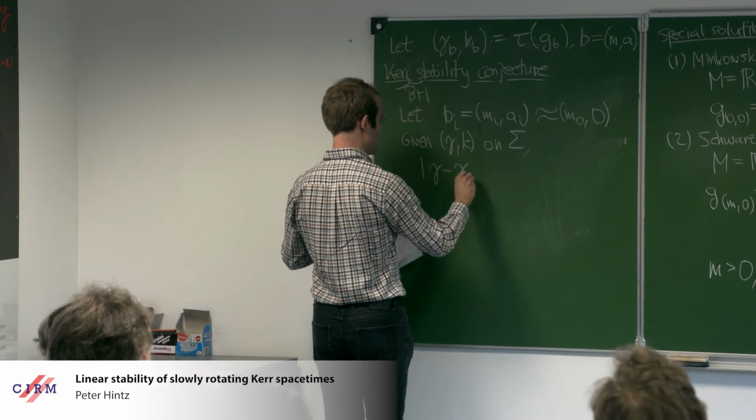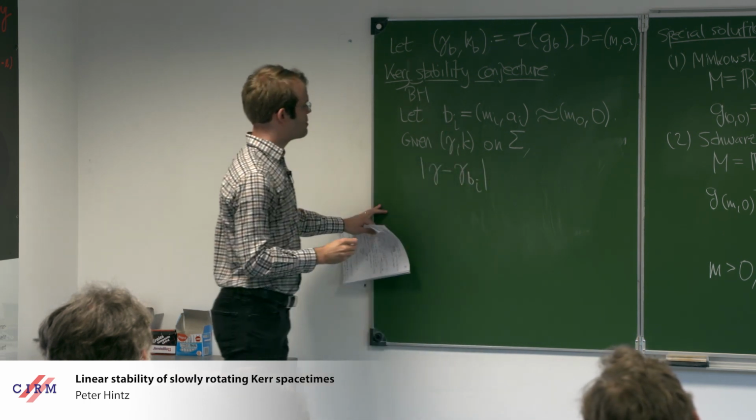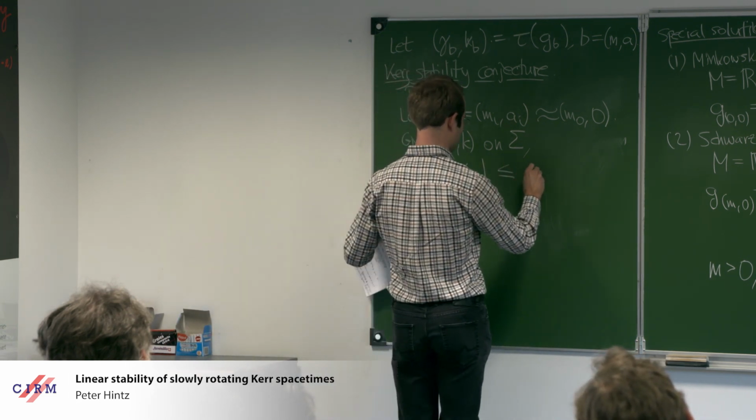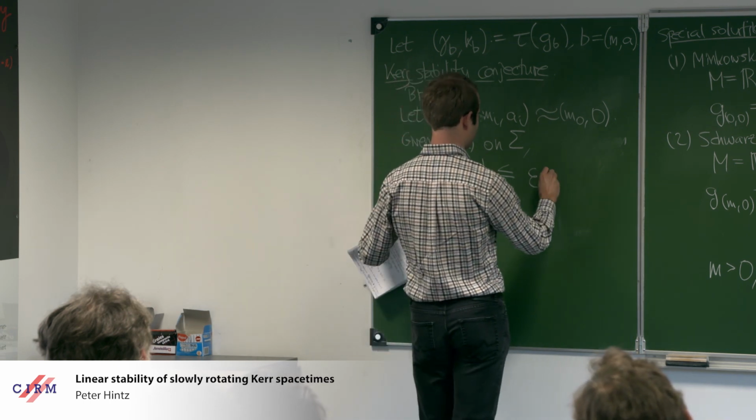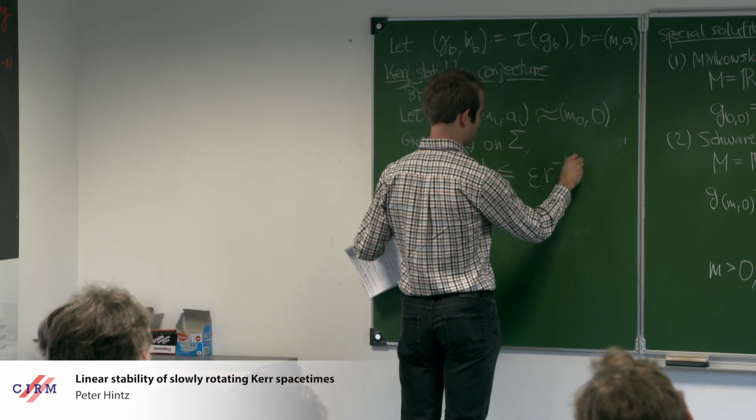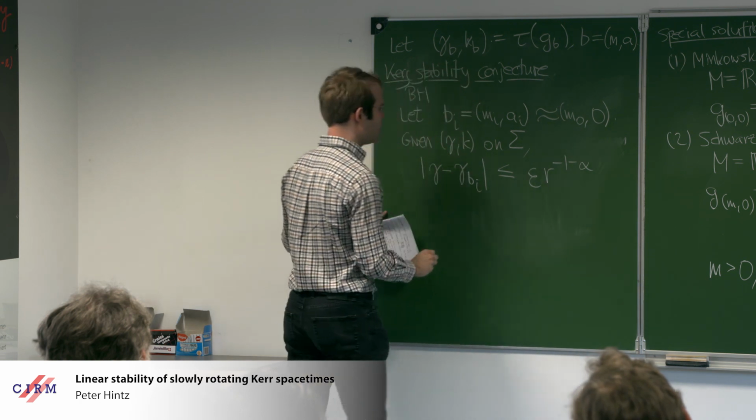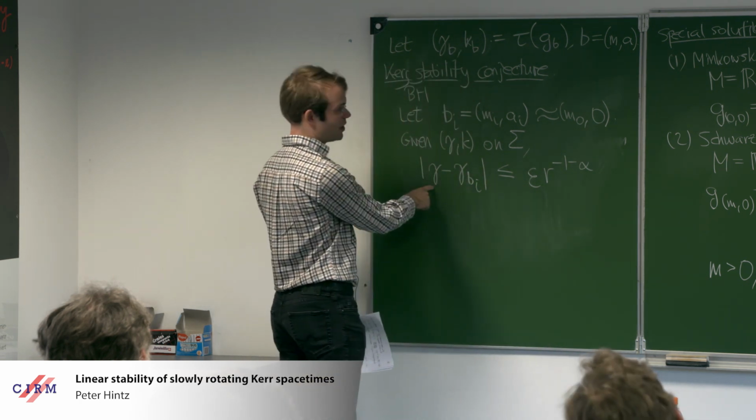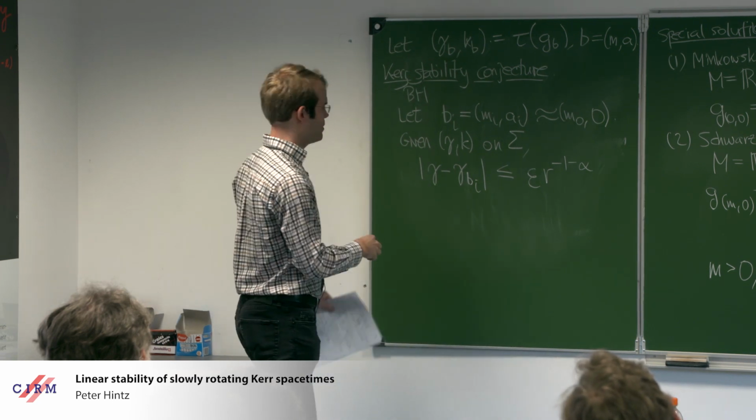So the difference of gamma and gamma sub b I, the initial data of the Kerr black hole, is less or equal than some small constant epsilon times r to the minus 1 minus, I don't know, some number alpha. So you want them to be small and also decay at infinity so that the initial data look like those of, say, the Minkowski metric.